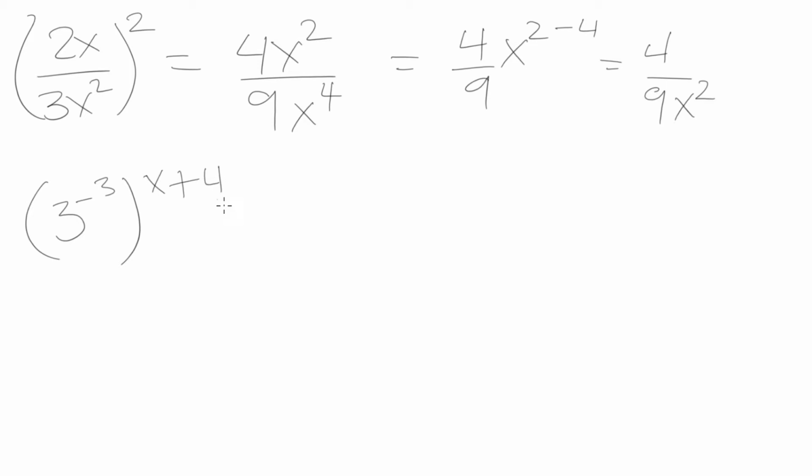x plus 4. Well, from our exponent laws, we know that when we have brackets and we're raising a power to another power, that's just the same thing as writing down the base and multiplying our exponents out. So that is going to be equal to 3 to the power of negative 3 multiplied by x plus 4, which is 3 to the power of negative 3x minus 12.